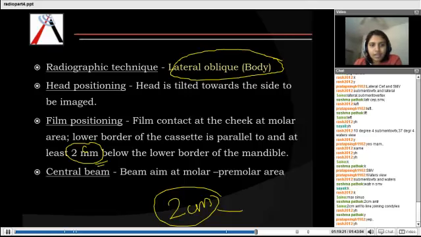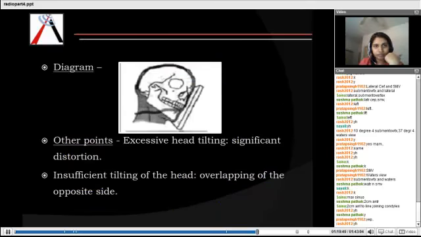Okay, so I'll just come back to you on that. It will take a while till I find it. Okay, the beam is aimed at the molar premolar area. Again, for example, we put the beam in the molar premolar area and the beam is perpendicular to the film. Right? So that's our lateral oblique body and the beam is passing through the molar premolar area. Oh, it's here nicely given. It should be 2 centimeters, you can't have 2 millimeters.